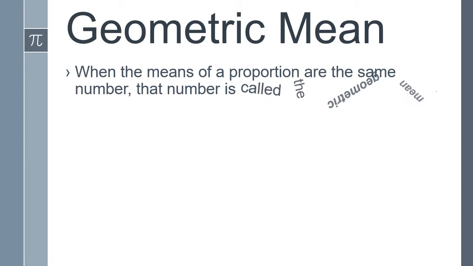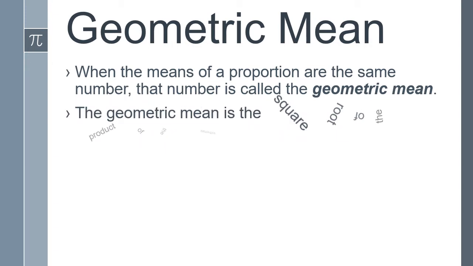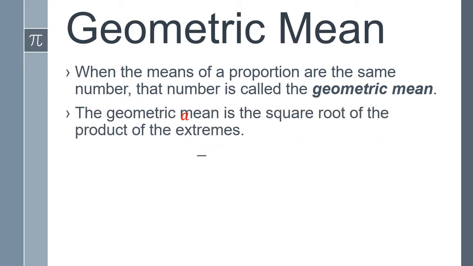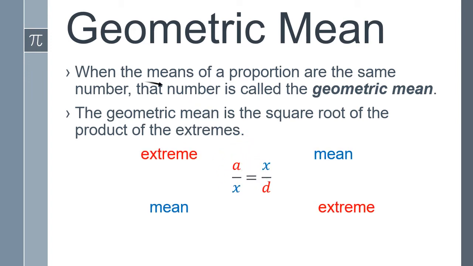It's when the means of a proportion are the same number. That number is called the geometric mean. The geometric mean is the square root of the product of the extremes. So when we do means extremes product here, when we cross multiply, we get x squared equals AD. And so then we would have to take the square root of AD to find out what x is.